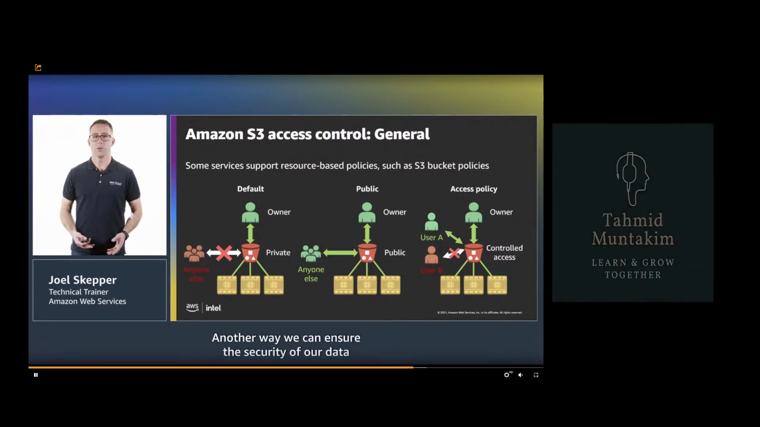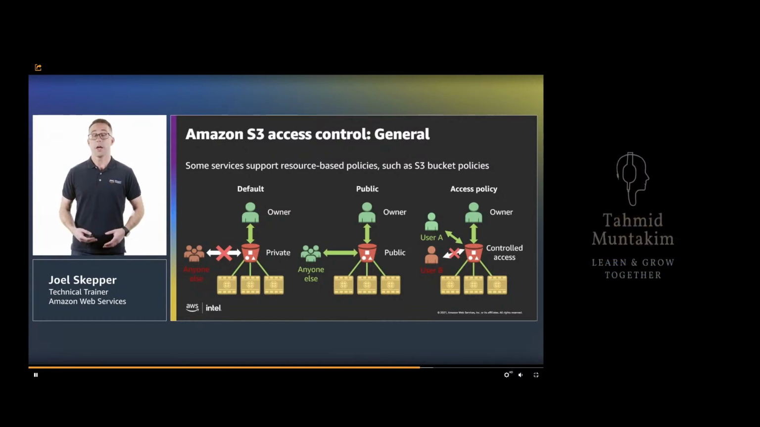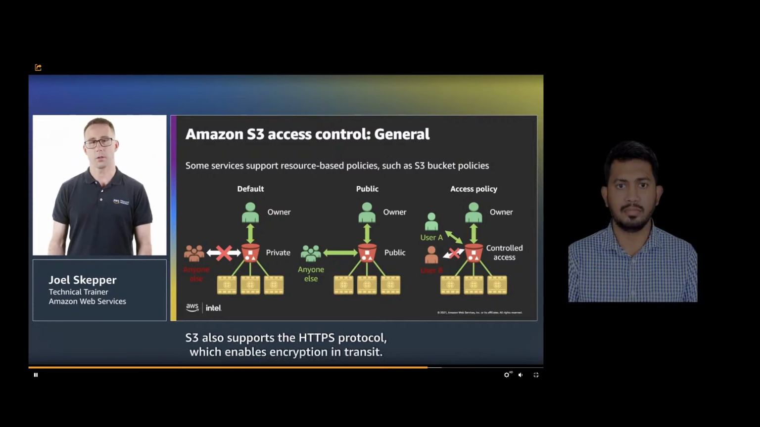Another way we can ensure the security of our data is to utilize various forms of encryption on objects in our bucket. S3 offers server-side encryption, known as SSE, on objects by either using a customer-provided encryption key, a key managed through the Key Management Service, KMS, or have S3 itself manage the encryption key. Using these forms of encryption enables S3 to encrypt your object when the data is at rest. S3 also supports the HTTPS protocol, which enables encryption in transit.